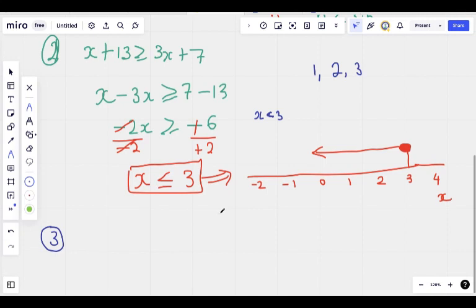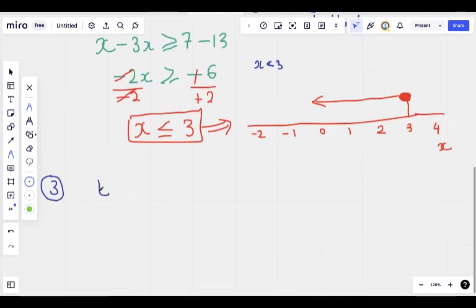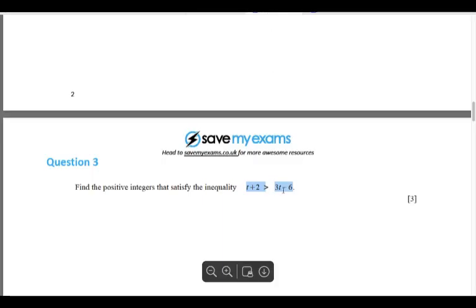t plus 2 is greater than 3t minus 6. So first and foremost, we have to solve this inequality, and then we find the positive integers that satisfy the inequality. First of all, we solve the inequality for the value of t, and then we find the positive integers that satisfy this inequality.